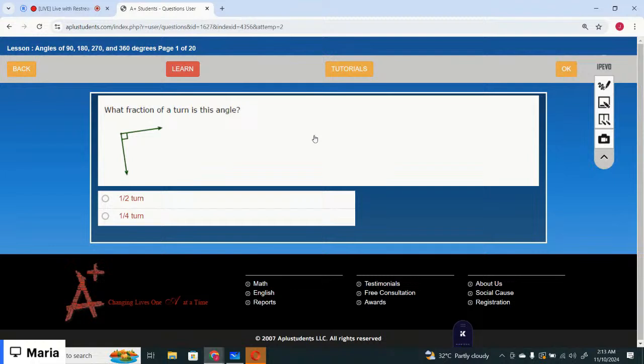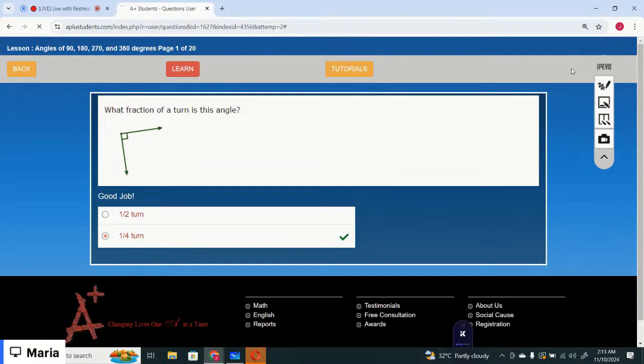That is 1/4 turn, right? The correct option is 1 by 4. 90 degrees is 1/4 turn, 180 degrees is half turn, 270 degrees is 3/4 turn, and 360 is one complete turn. Yes, that is 1/4 turn. It is not half.